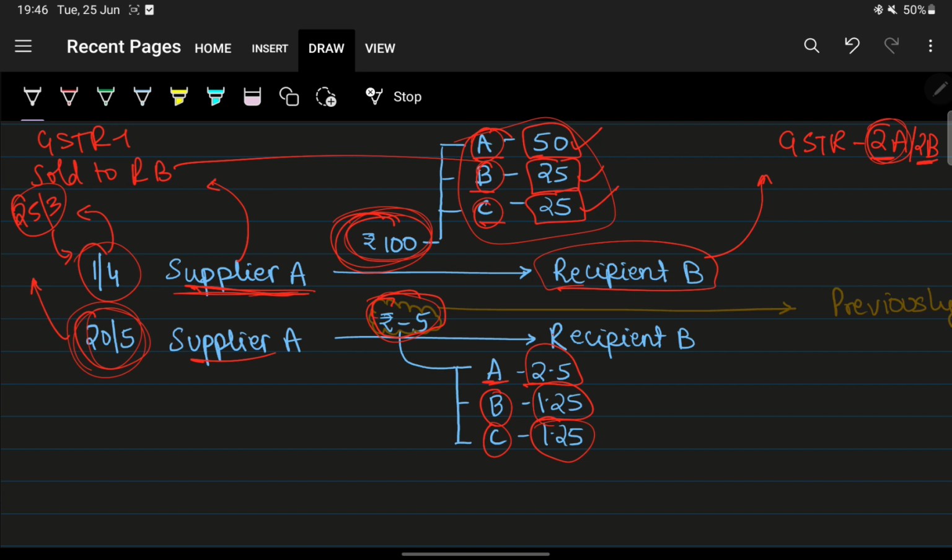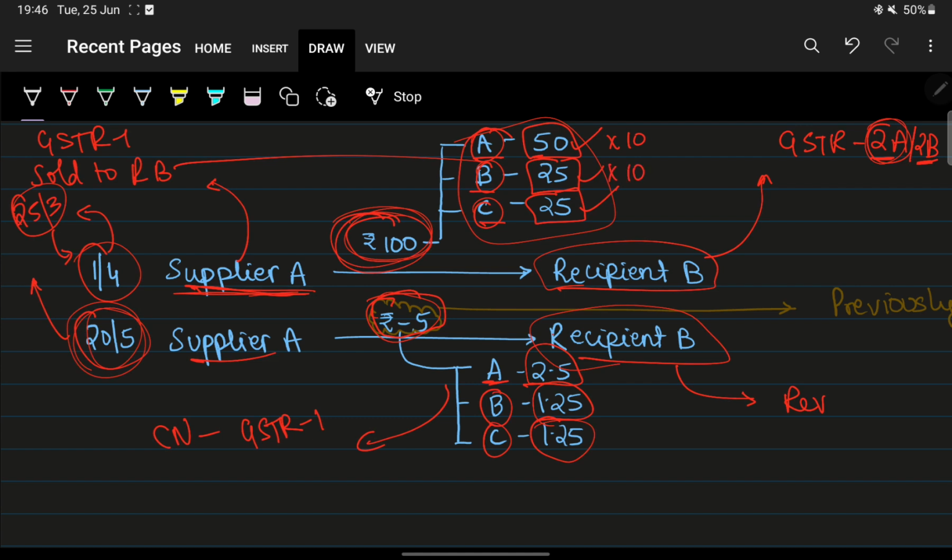Okay, so here whether all the conditions were fulfilled, right? Here supplier A has to generate credit note in his GSTR1 and the recipient B has to reverse the ITC previously claimed. Okay, so if he had, let's just assume 10%.